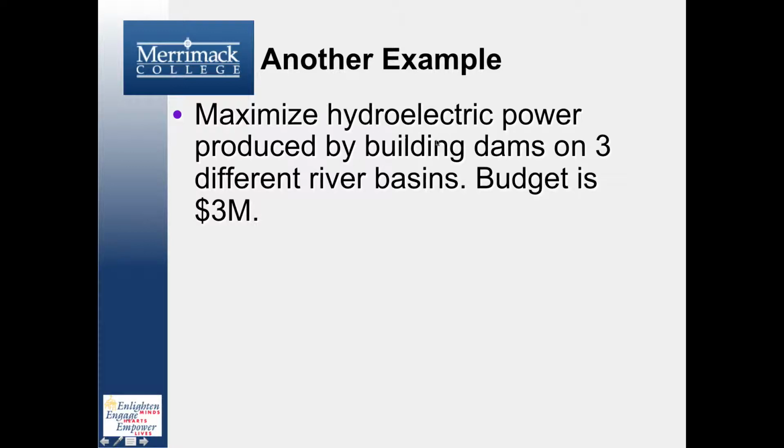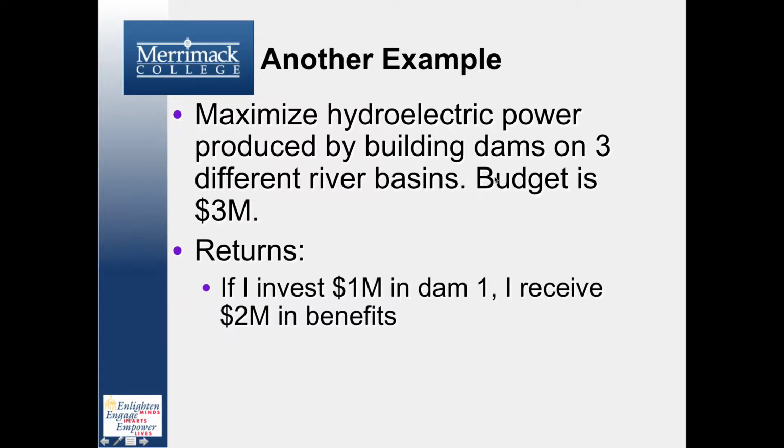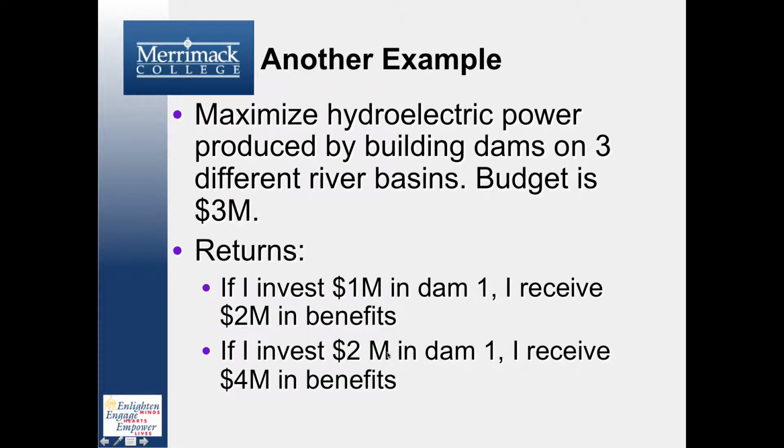So let's say I want to maximize hydroelectric power produced by building dams on 3 different river basins. My budget is $3 million. And my returns are, if I invest $1 million in the first dam, I receive $2 million in benefits. If I invest $2 million in dam 1, I receive $4 million. And for a $3 million investment in dam 1, I get $6 million return. So I can actually figure out the benefits in terms of the output.